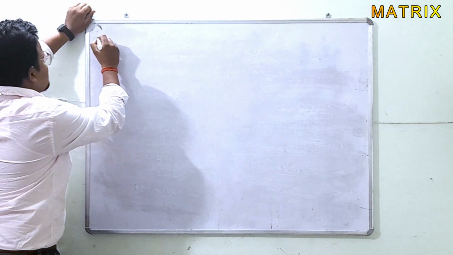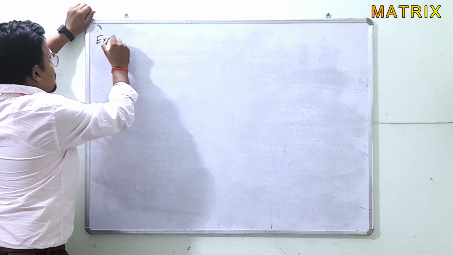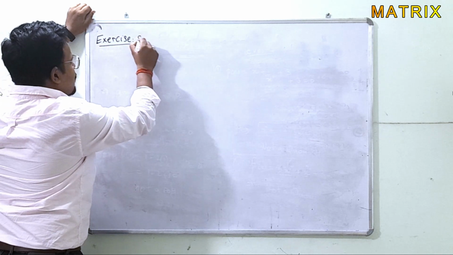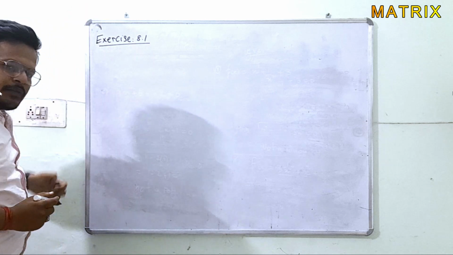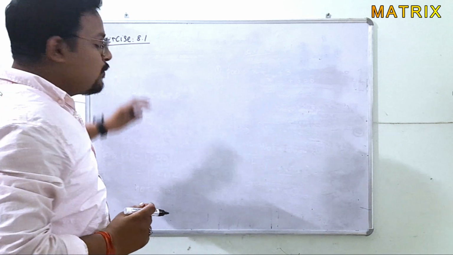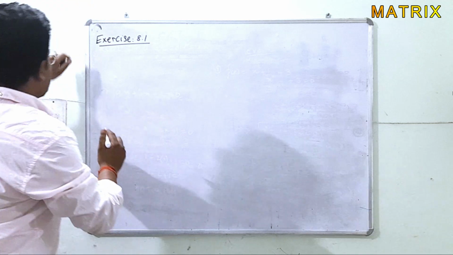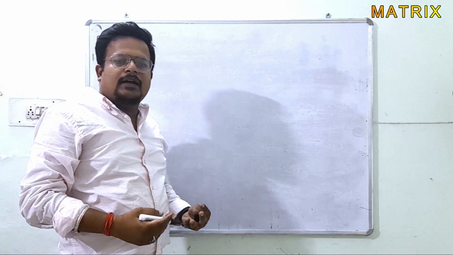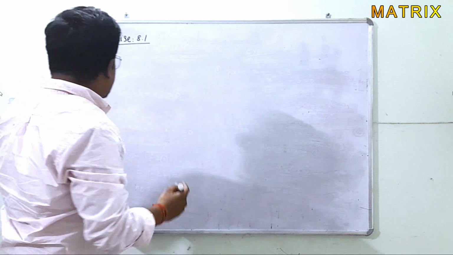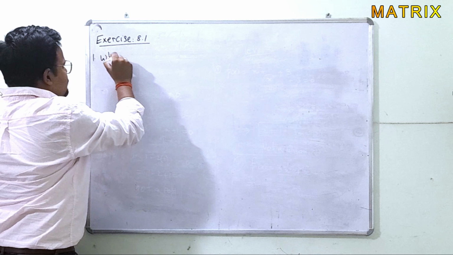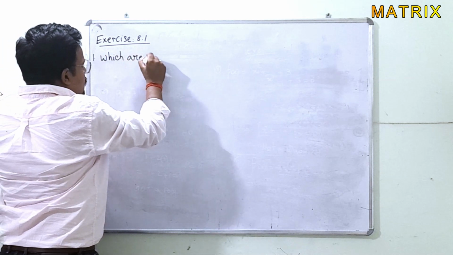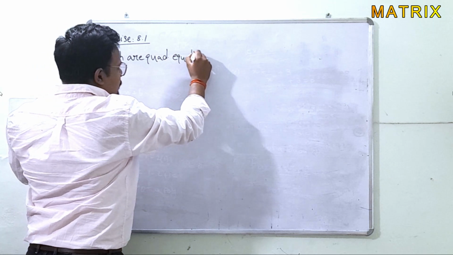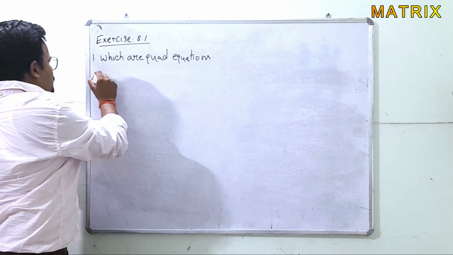Let's start with the first exercise. As I told you, we are solving the questions from the R.D. Sharma book. This is exercise 8.1 in R.D. Sharma, and the first question is: which of the following are quadratic equations? So we want to determine which are quadratic equations. Clear? All right.